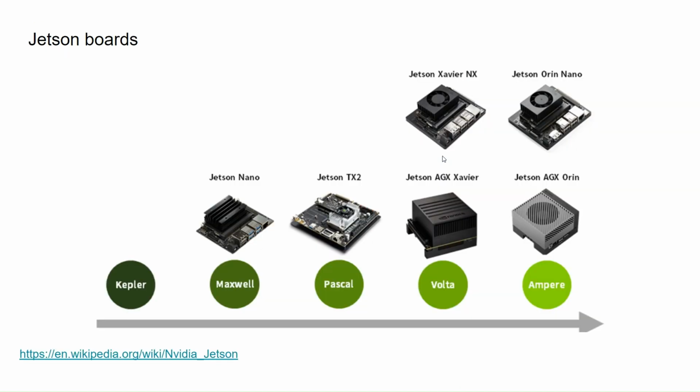Now, taking these chips and creating an embedded board out of them, the Jetson board is basically one version of the embedded boards which are available for industrial and robotics use cases by Nvidia. So now it is called Jetson boards. There is another set of boards also, which are basically for autonomous driving. Those boards are called Drive boards.